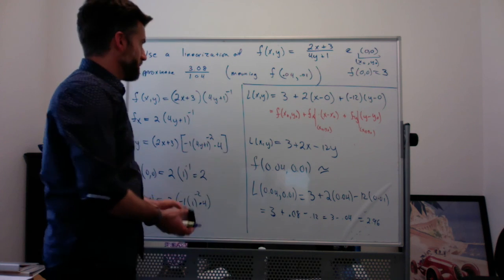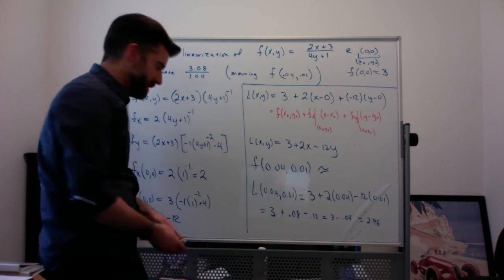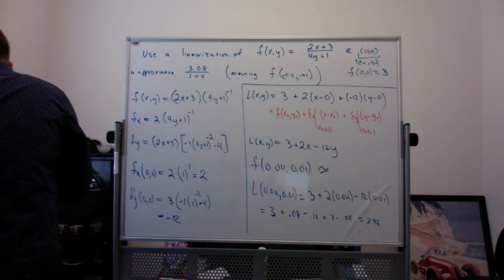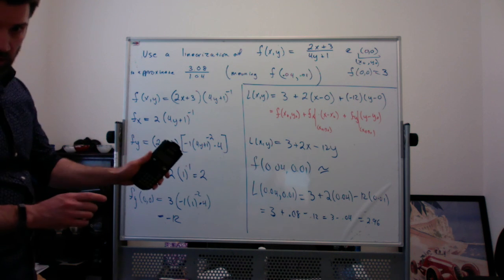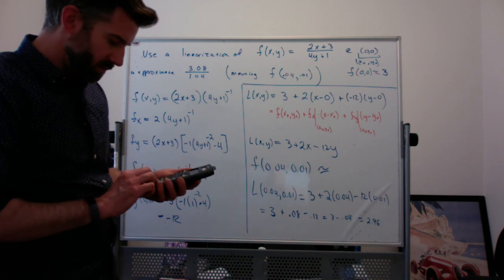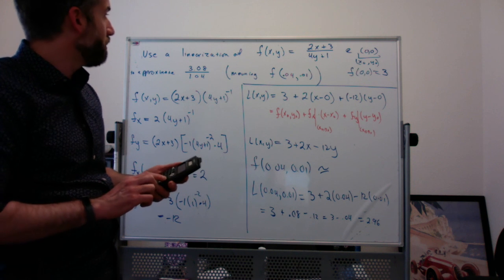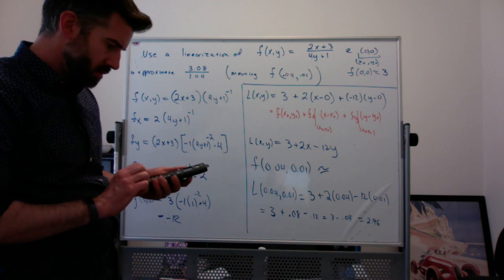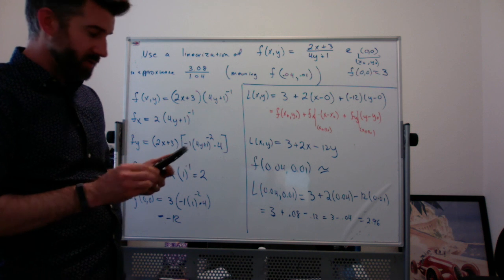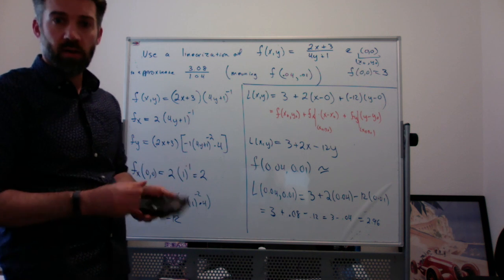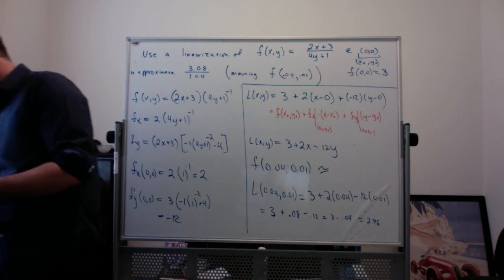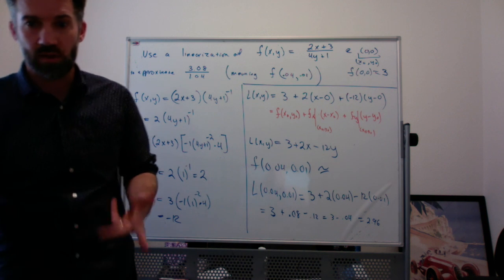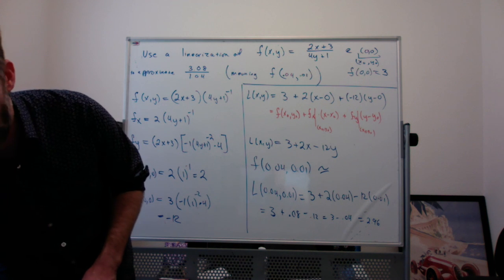Which makes sense if we think about it. 3.08 divided by 1.04 should be a little bit less than 3, because 3.08 isn't quite 3 times 1.04. I figured out how to use the calculator this time. So if I do 3.08 divided by 1.04, I get 2.9615. So yeah, a good approximation there. All right, so there is another example of doing a multivariable linearization. Hopefully that will help you guys out. Bye.